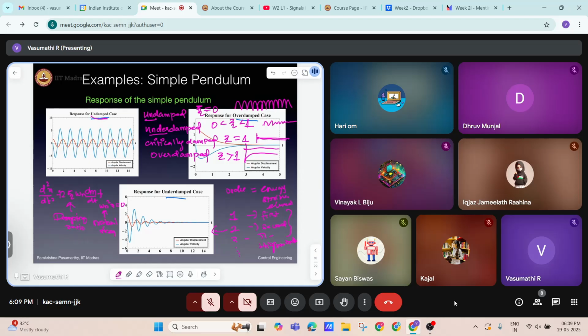So in this case, the undamped system, you will see the oscillations are there forever, right? There isn't any decay you can see here.